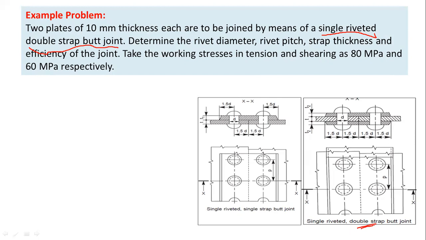This one is a double strap butt joint. This one is a single strap, single riveted butt joint. This one is a single riveted double strap butt joint. Here from the question, single riveted double strap butt joint, so you have to select this joint. You have to design this joint.